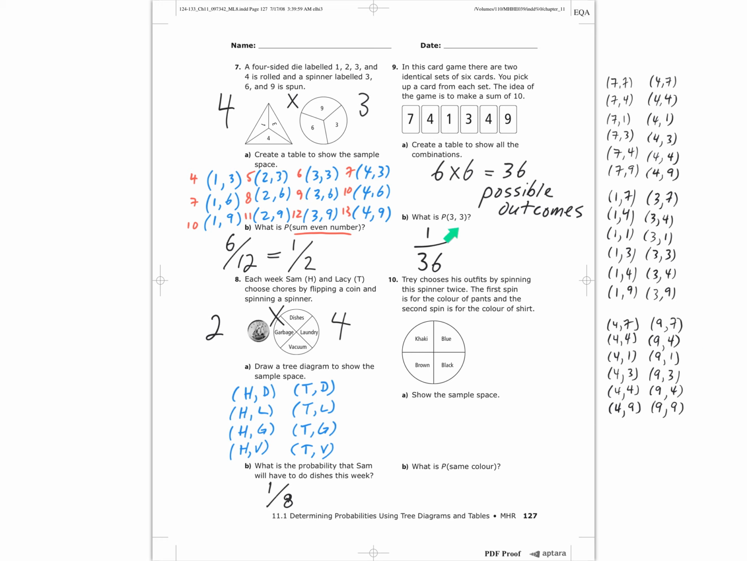What's the probability of getting a 3 followed by a 3? It only happens once. So out of all 36, a 3 and a 3 only appears one time. So that's why it's 1 out of 36. Okay? I just thought I'd show you that because, yeah, that's important. Okay, let's look at number 10.